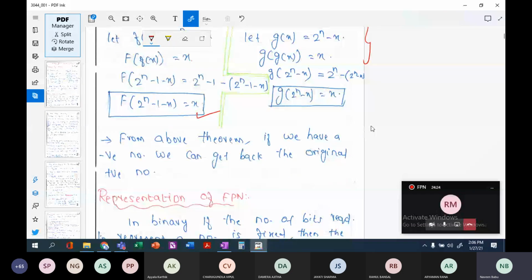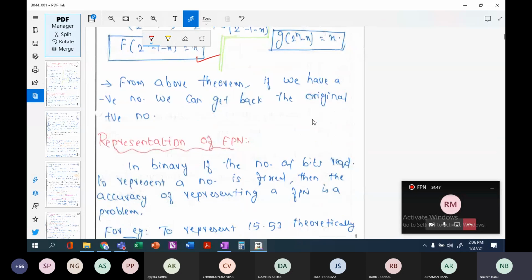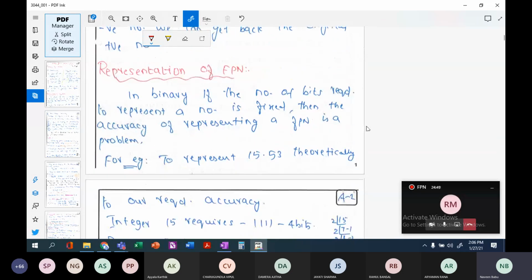If you look at the above theorem here, it's a simple mathematical relation. If you have a negative number and if you want to get back the original positive number, you apply this particular theorem. So this is nothing but the recovery of a number. In simple terms, the complement of a complement is an original number, which we have already seen. So now let us move on to the floating point representation. First, I've already given you a glimpse of what this floating point number representation is.